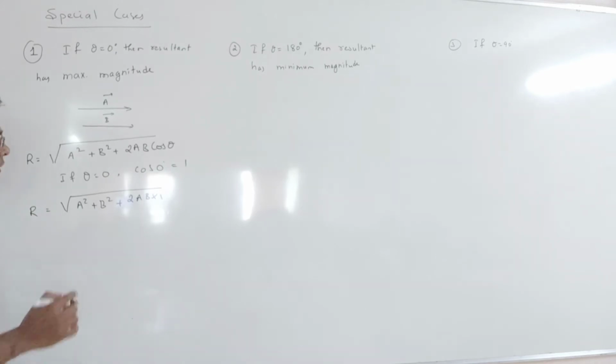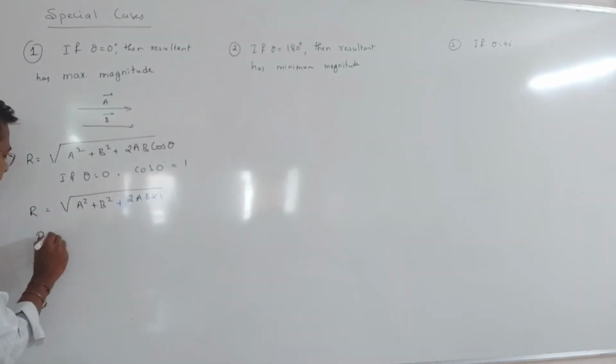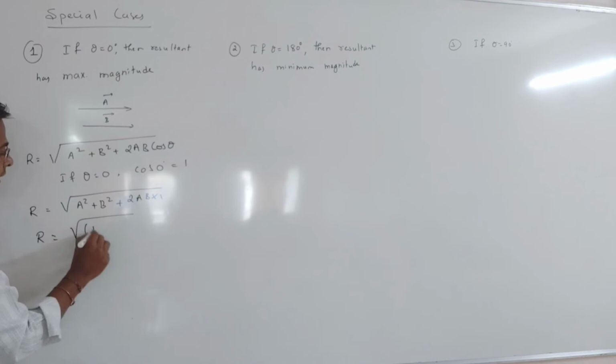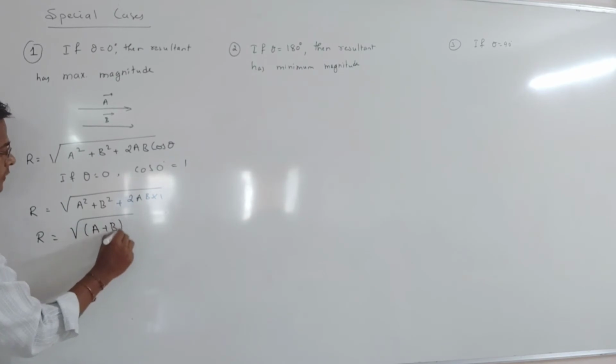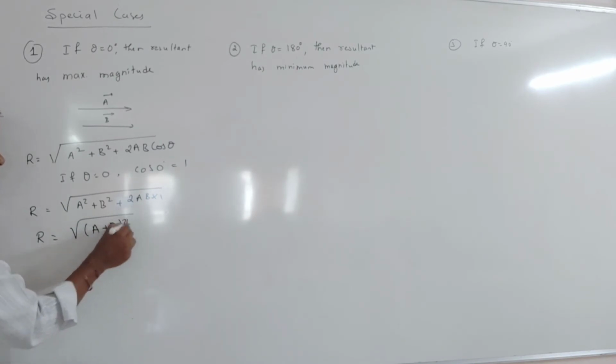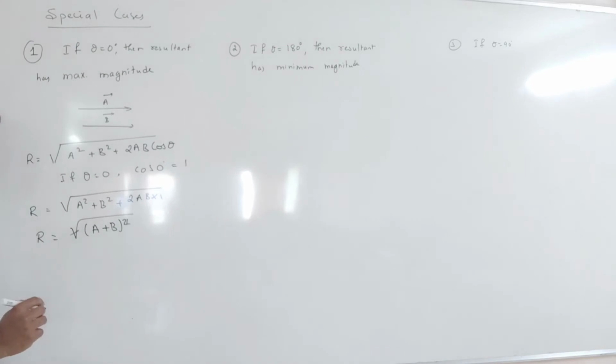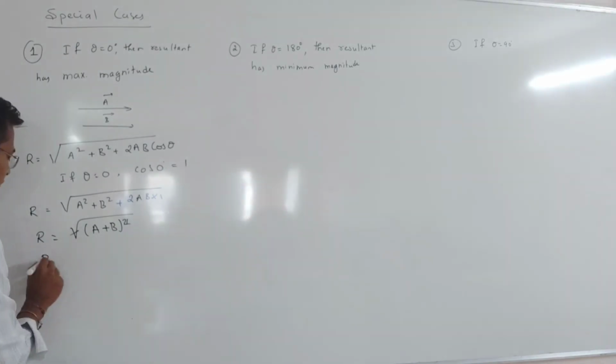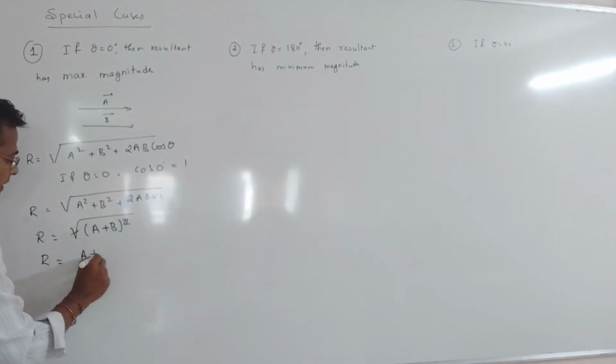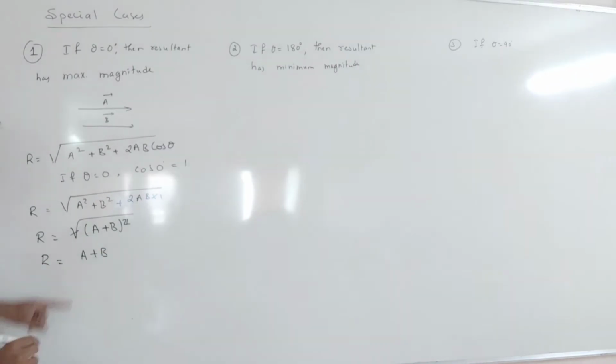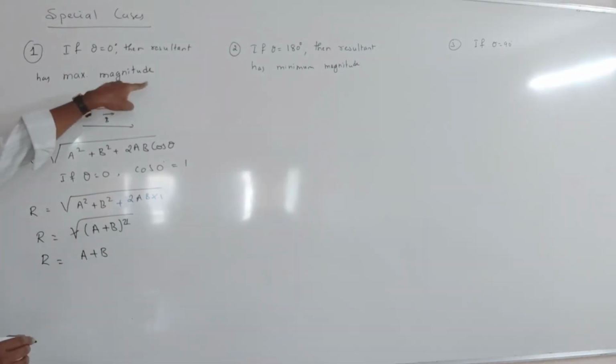a plus b whole square is a square plus b square plus 2ab. So r equal to square root of a plus b whole square. Okay, the square and square-root get cancelled. So then r equal to a plus b. So a plus b is the maximum magnitude.